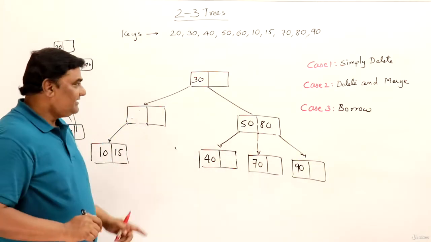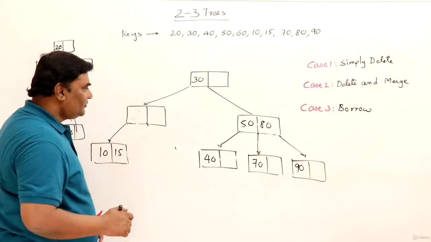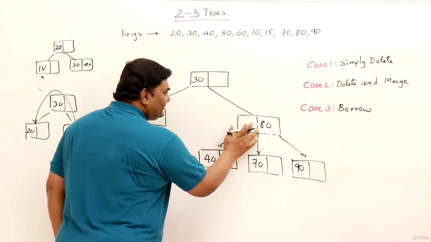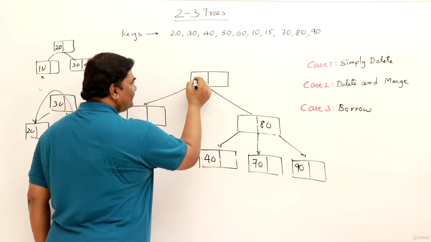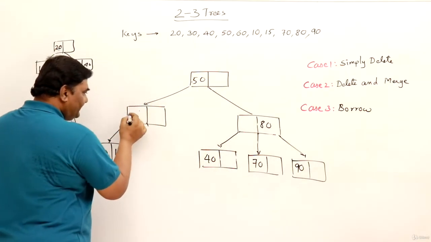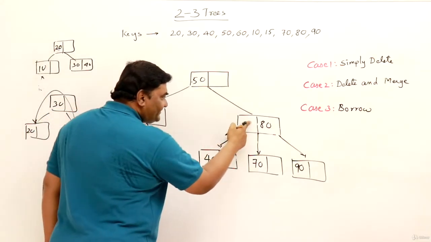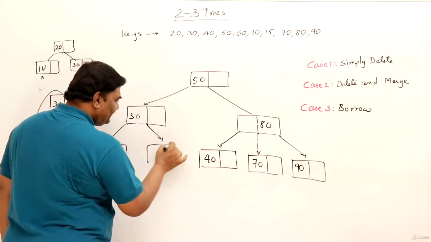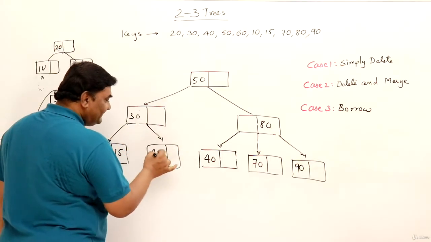So borrow from where? Right child. So how should it be done? See, this is the first key. This can go up. Okay, 50 goes up. Then what about 30? 30 comes here. Then when 50 is gone, what about its child? That child will come on this side. So you have to modify these links.